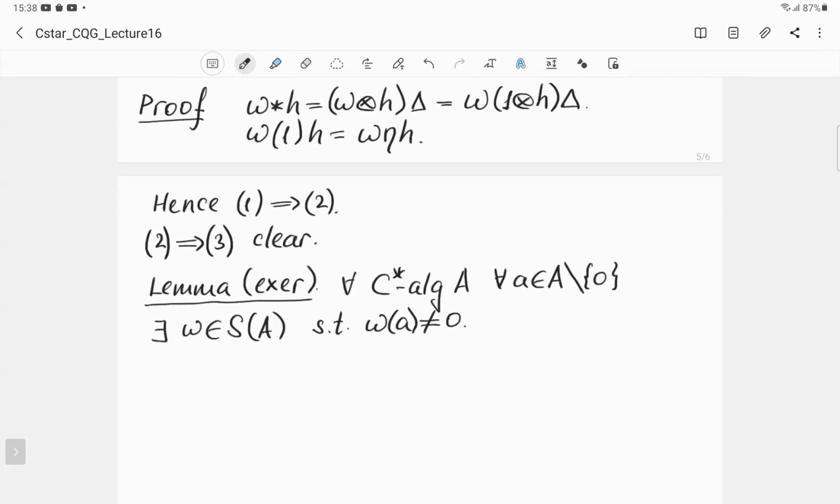So some time ago, before we proved the second Gelfand-Naimark theorem, we proved that for each non-zero normal element a, there is a state such that omega(a) is non-zero. So to extend this to an arbitrary non-zero element, you just take the real and the imaginary parts of a: a equals b plus ic, where b and c are self-adjoint.